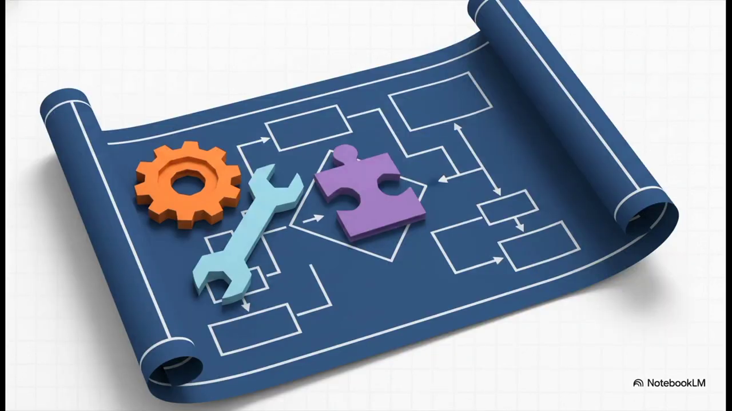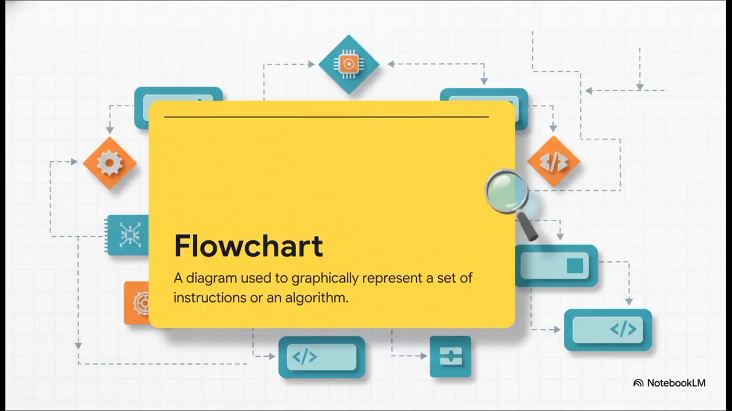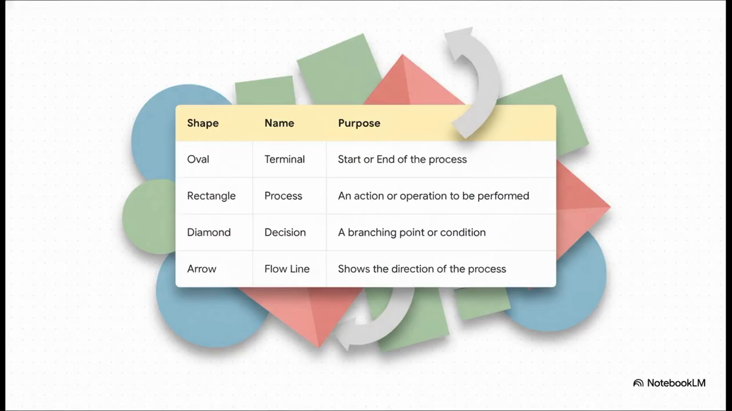Okay, we've got our tools. Now we need a plan, a blueprint to map out our process. And that blueprint is called a flowchart. It's a visual map that shows every single step we'll take. Here are the basics. Ovals are for start and end. Rectangles mean do something. Diamonds ask a question.